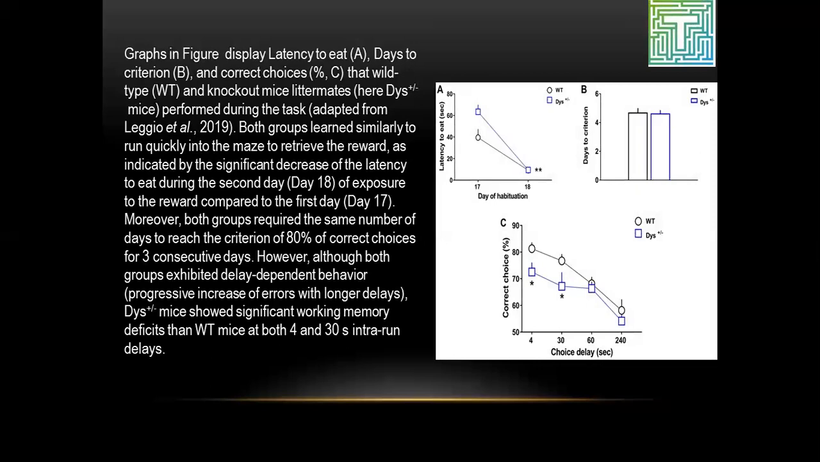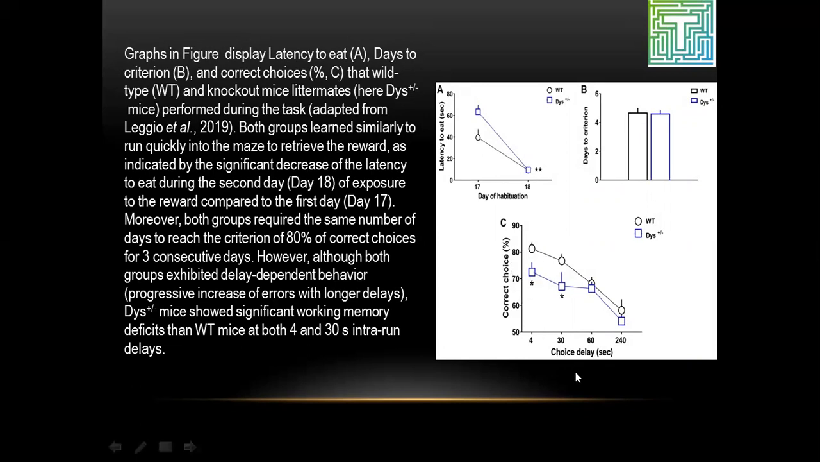Now they have shown us in the graphs, like panel A is the days to criterion and correct choices in knockout mice and littermates performed during the task. Both groups learned similarly to run quickly into the maze to retrieve the reward, as indicated by the significant decrease of the latency to eat during the second day, day 18, of exposure to the reward compared to the first day. Moreover, both groups required the same number of days to reach the criterion of 80% correct choices for 3 consecutive days. Like you have seen, 80% they have achieved.